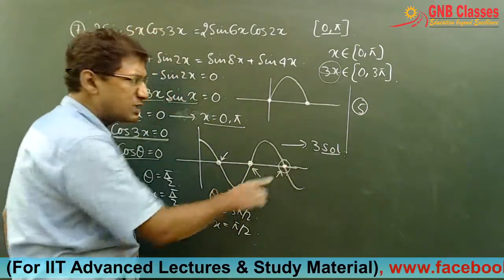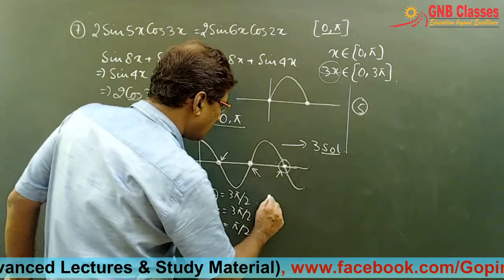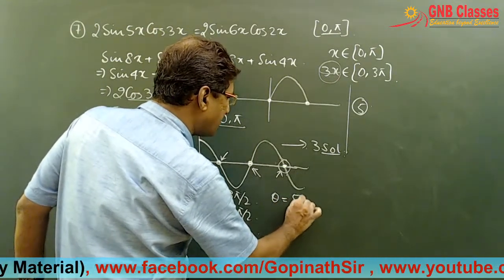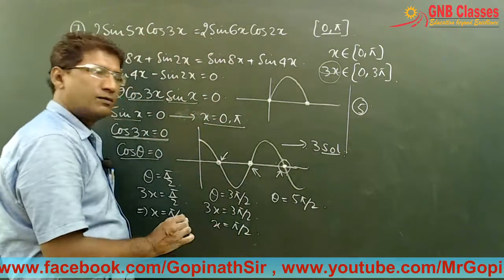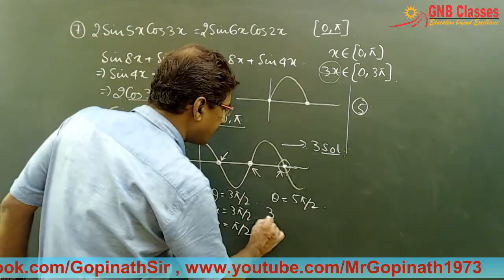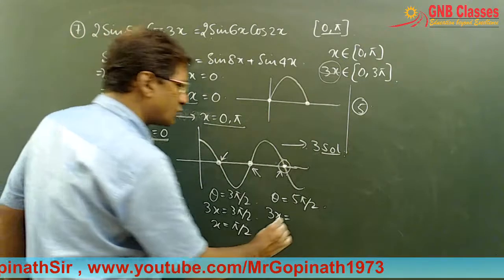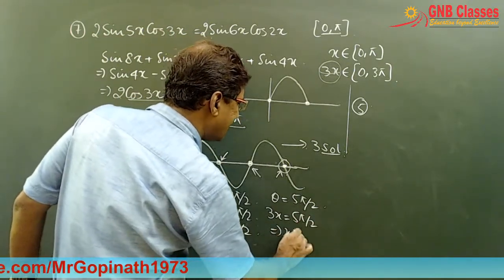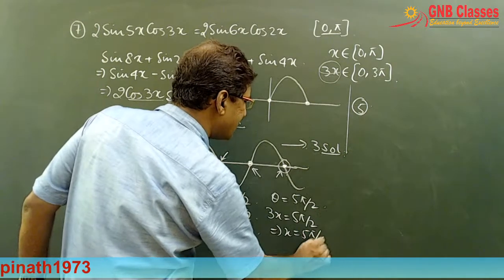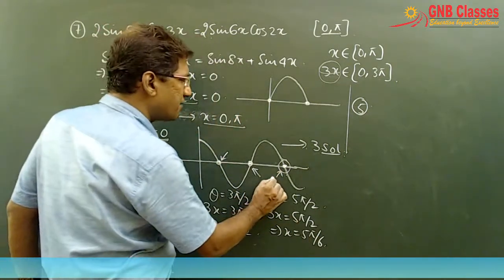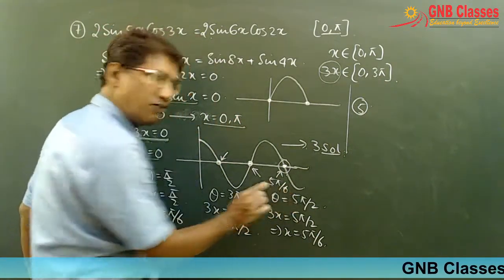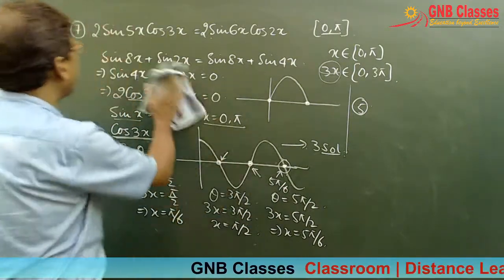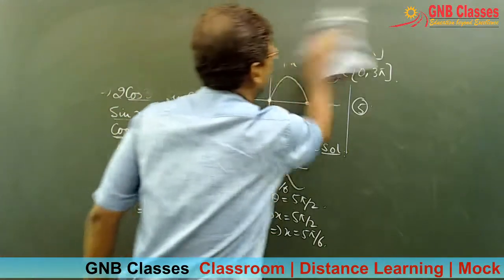What about this point? This point is what? Theta equals 5 pi by 2. That is, 3x equals 5 pi by 2, which implies x is nothing but 5 pi by 6. So this point will be 5 pi by 6. Have you understood this? So you can find out the points also. Okay. Now, let us move on to another problem.